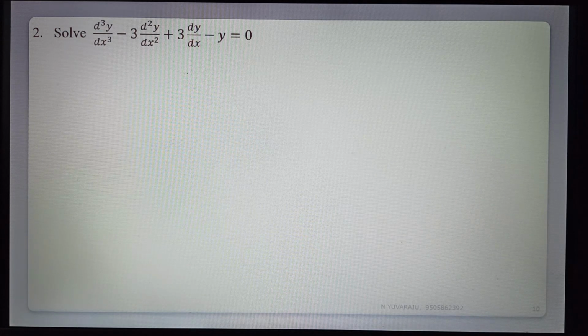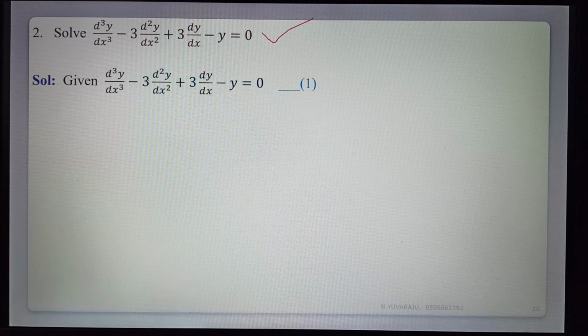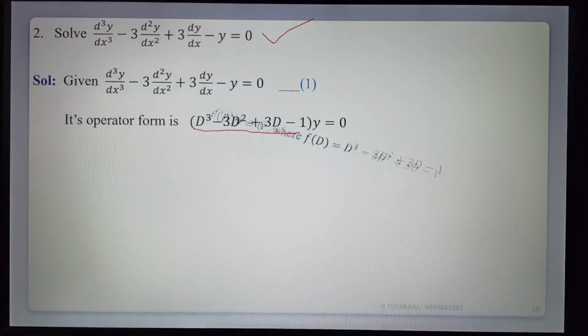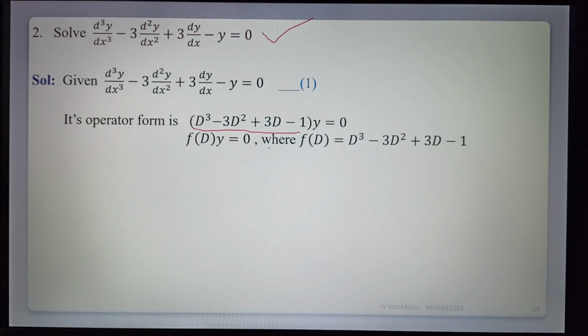Okay, the second equation is a third order linear differential equation. First write the operator form: (D³ − 3D² + 3D − 1)y = 0. This is of the form f(D)y = 0, where f(D) = D³ − 3D² + 3D − 1.